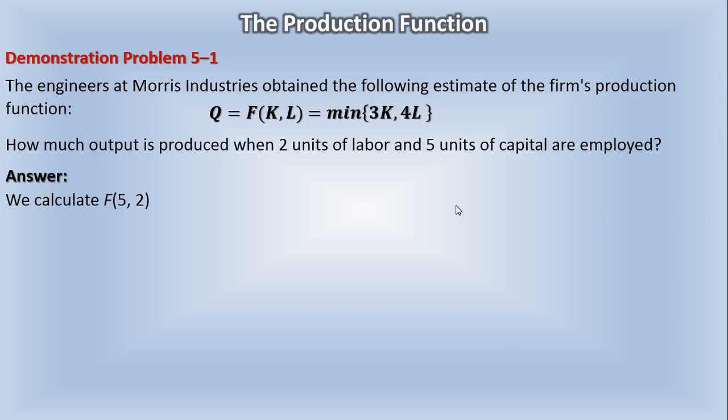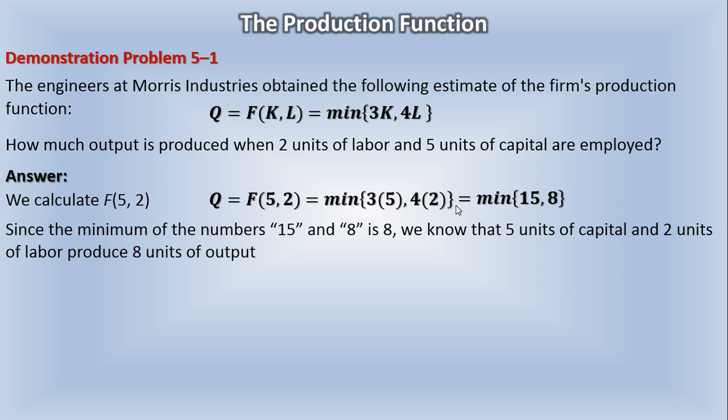All right, so we calculate, in this case, f of 5, 2. Again, plugging those numbers in gets us to the minimum of 15 and 8. Since the minimum of those numbers is 8, we know that 5 units of capital and 2 units of labor produce 8 units of output, given this fixed proportions production function, also known as the Leontief production function. So it's one of the extreme cases of a possible production process, and whenever you're talking about anything, you always kind of need to demonstrate how extreme either end can get before you talk about the most common case.